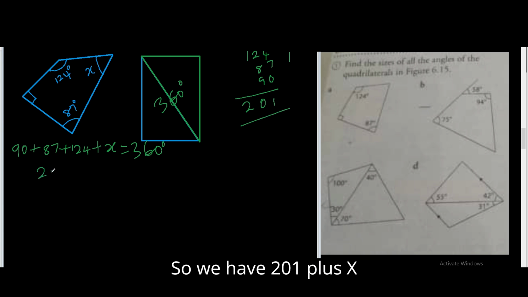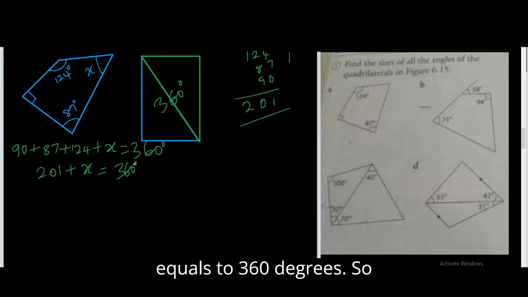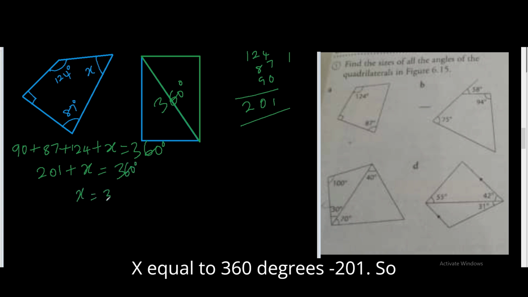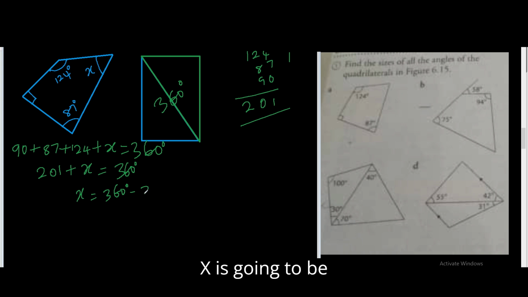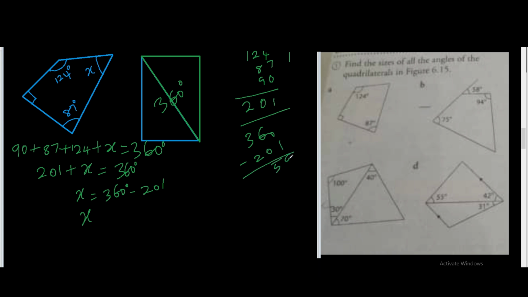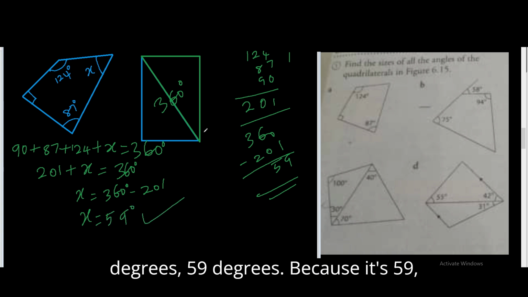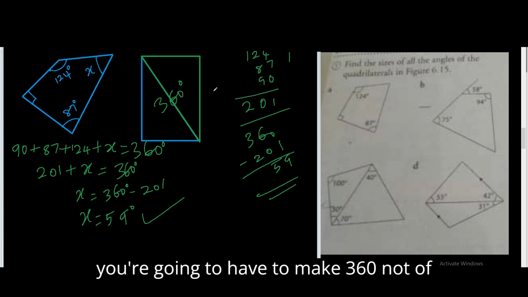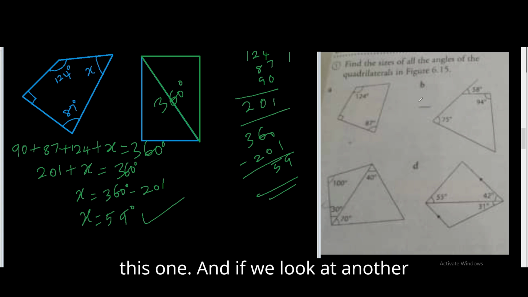So we have 201 plus x equals 360 degrees. So x equals 360 degrees minus 201. So x is going to be 59 degrees. So x equals 59 degrees, because with 59, you're going to make 360 in all of those.